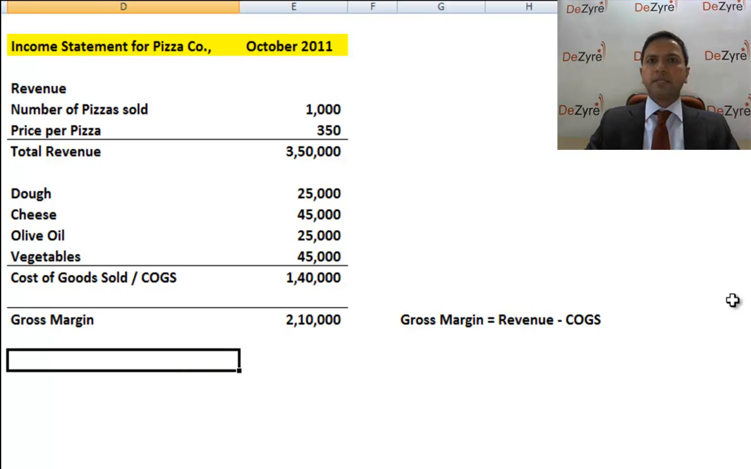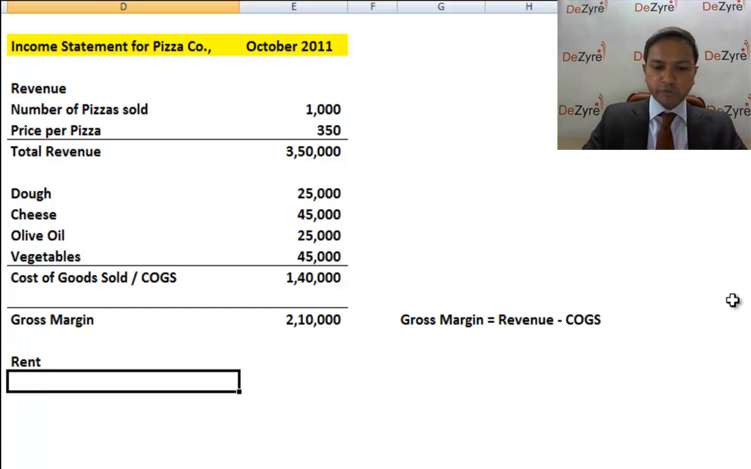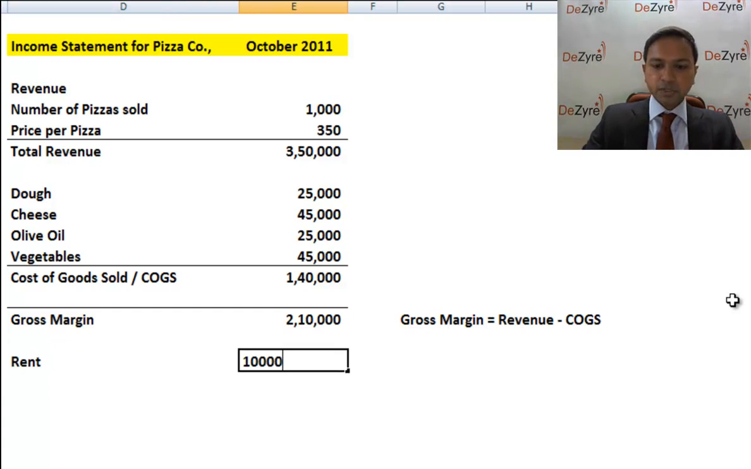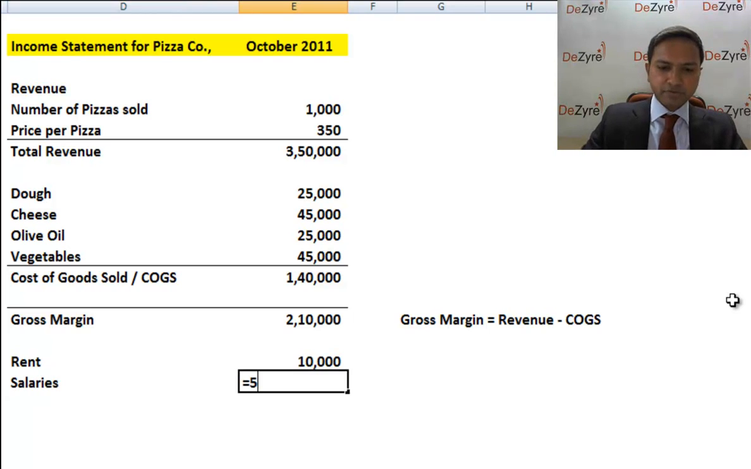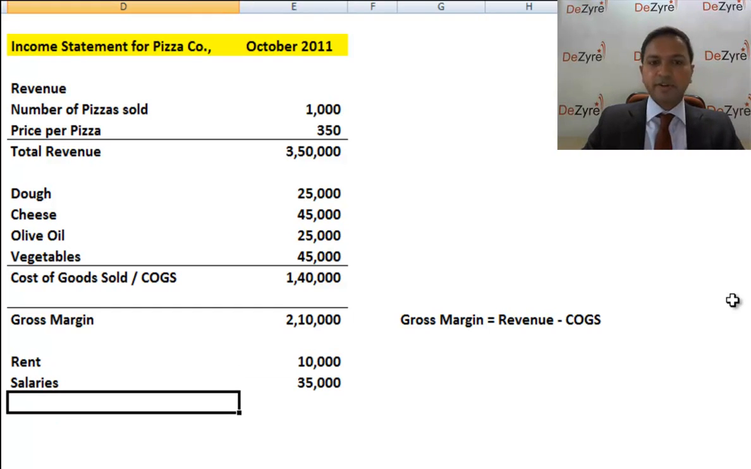Now, you've made your pizza, so what? Are you going to sell it from your house? No, right? You're going to have a nice restaurant in a nice location, so you've got to pay rent. 10,000 rupees per month you're going to pay rent. You'll have to pay salaries. You're going to have really nice hosts and hostesses and delivery men and chefs making your pizzas and serving them, delivering them. Salaries, and let's say you have 5 people, you're paying each of them 7,000 rupees, so 35,000 rupees in salaries.